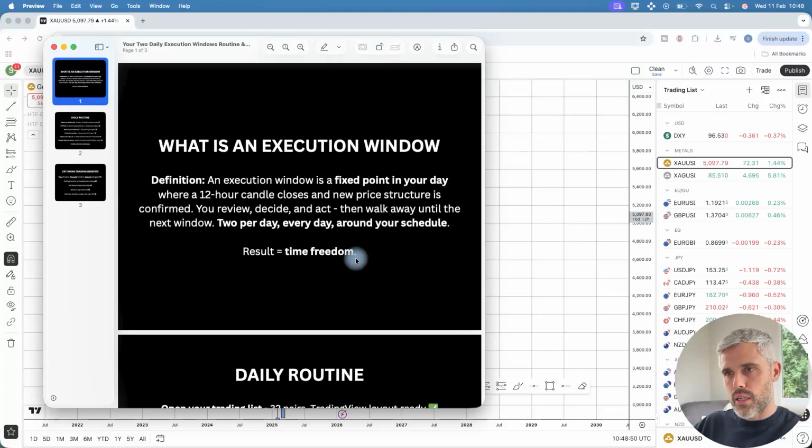The whole point is designing an execution window around your lifestyle so that you can carry on with your job or spend more time with your family. Whatever it might be, you don't want to lock yourself on the charts. You just want to be able to come in, review, decide, act, and walk away.